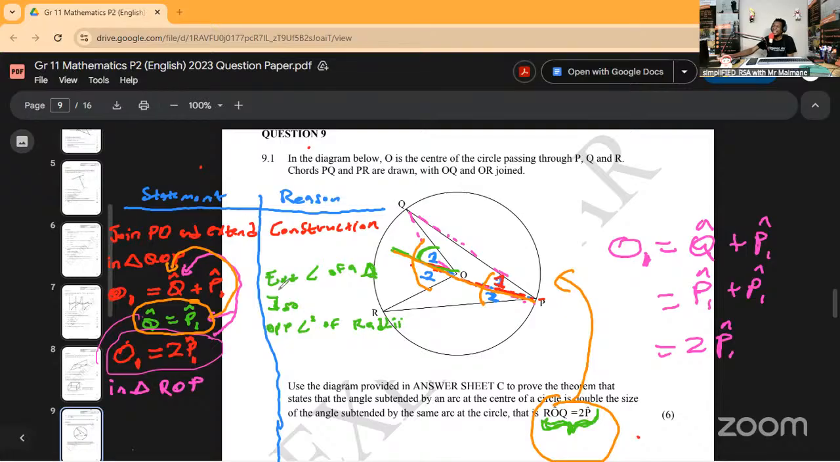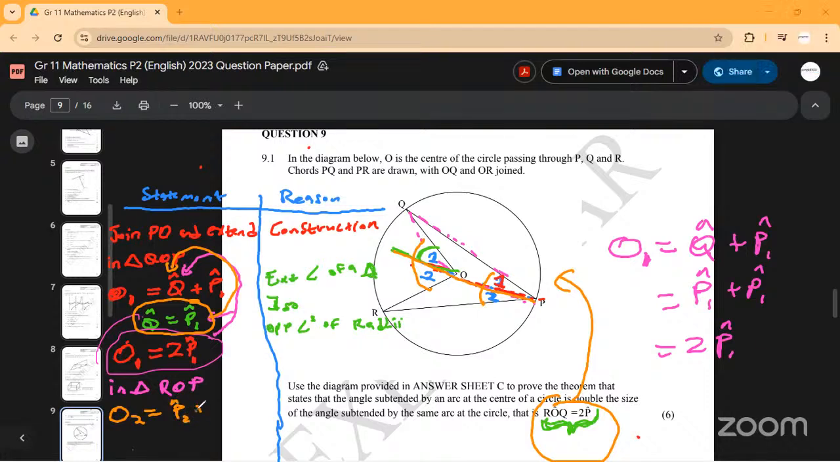So from here, now I'm done with the other triangle, having put it in terms of O1 and P1. I'm happy with that. It doesn't involve Q anymore. Now I go to the other side of the triangle. That's when I said in triangle ROP, then in this one, I would say O2 again. O2 is equal to angle P2 plus angle R.